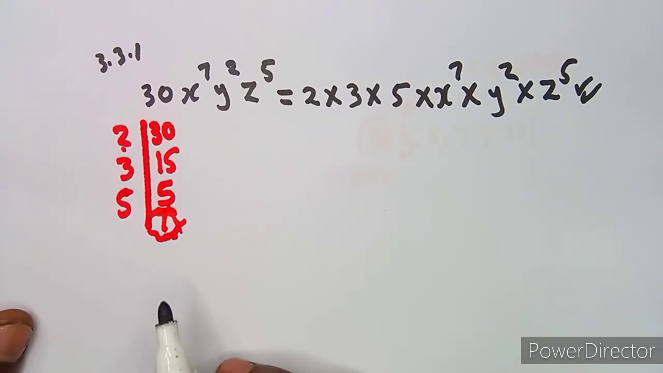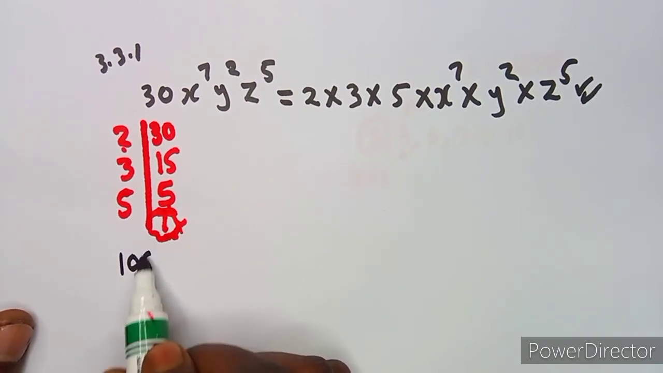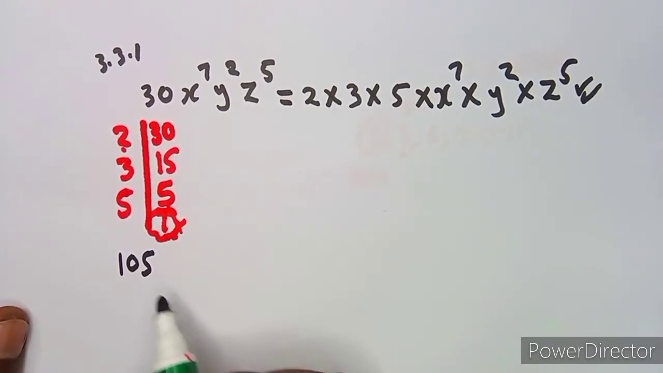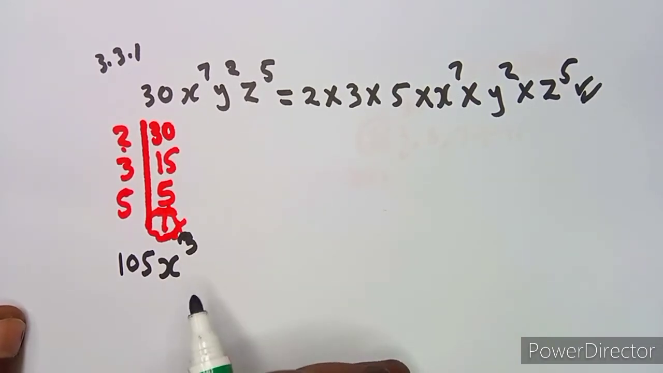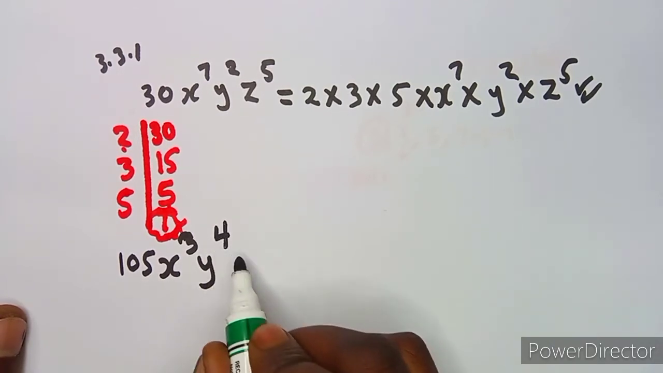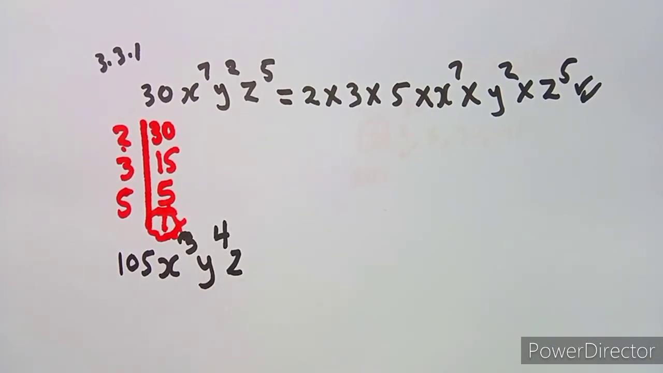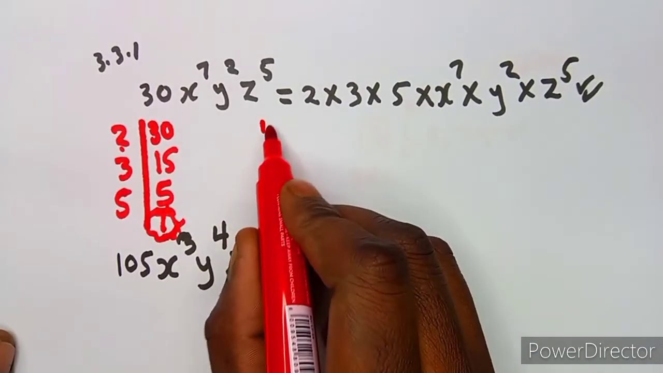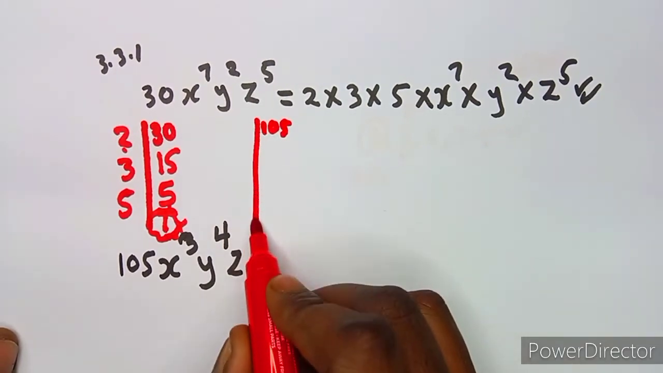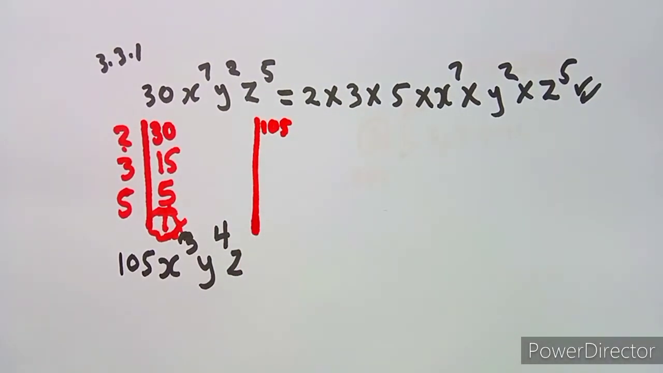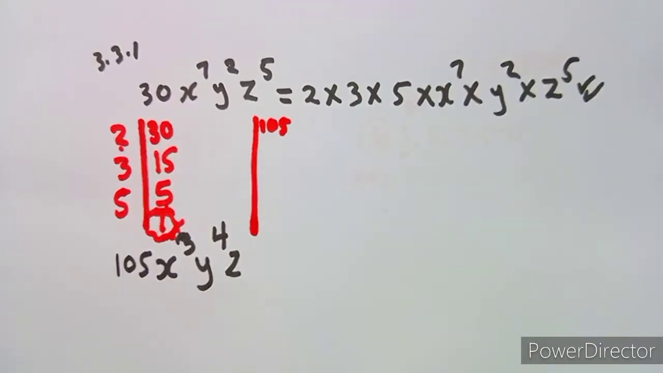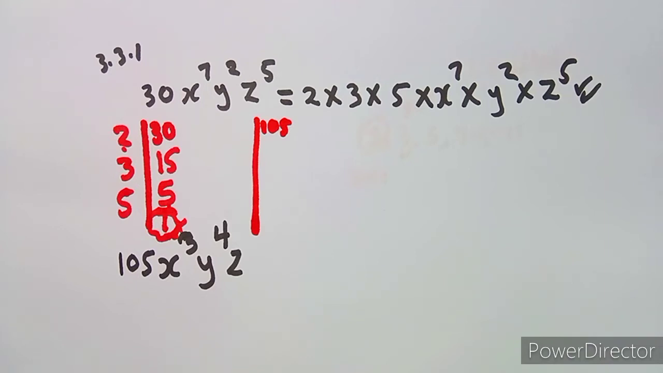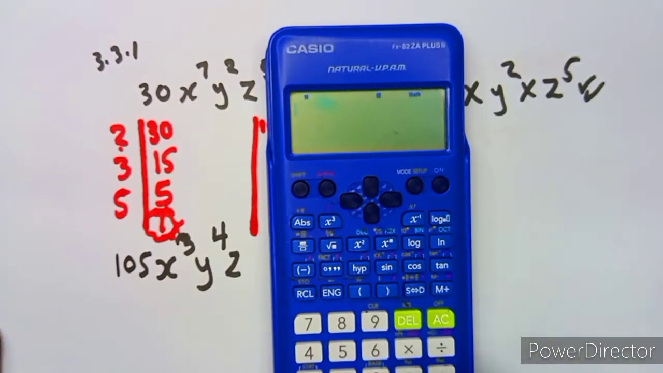Then another one was 105. We had 105 x to the exponent of 3, y to the exponent of 4, z, like this. So you have to do the same thing here for this 105. I don't know if it is going to be clear here if we put it here. Let's just try. 105, so as you can see, among the prime factors, 2 cannot work because there is 5 here. Even maybe in an exam, you just try to see if it is going to work.